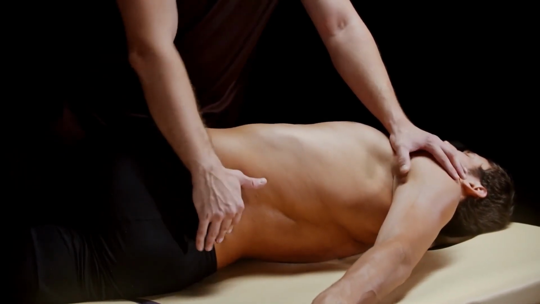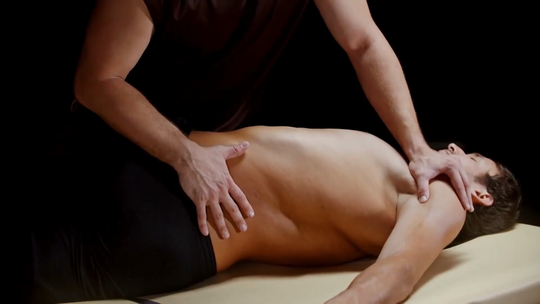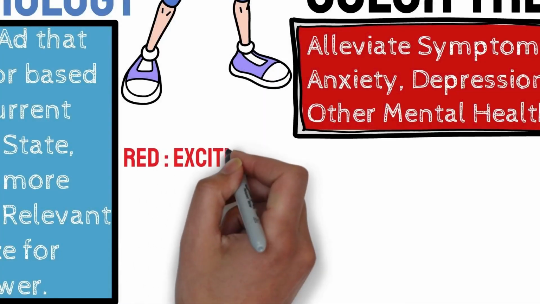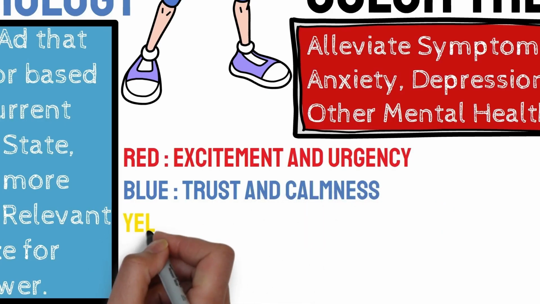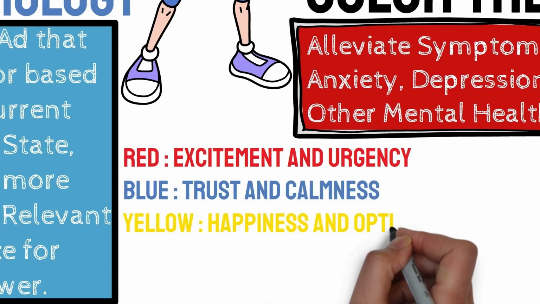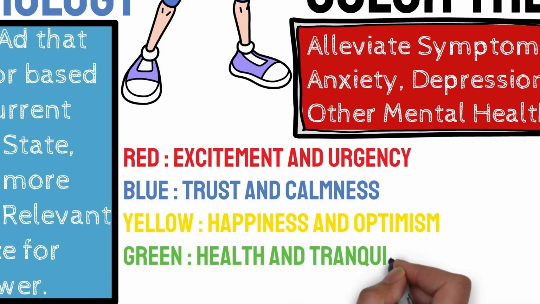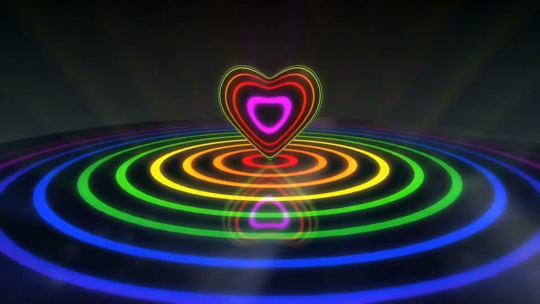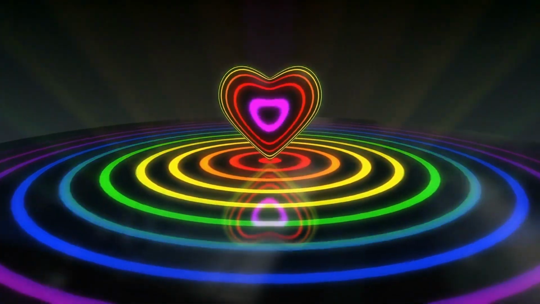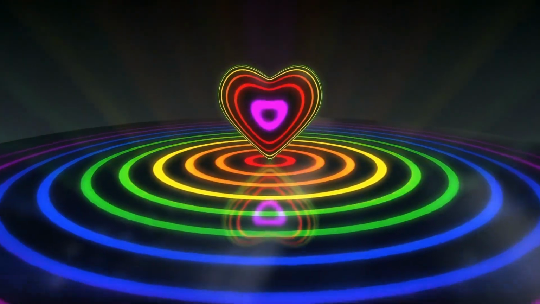As you move forward, remember the core principles we've covered in this course: red for excitement and urgency, blue for trust and calmness, yellow for happiness and optimism, green for health and tranquility, black for sophistication and luxury. These are just a few examples, but they highlight the profound influence that color can have on our perceptions and actions. Keep these concepts in mind as you design, create, and innovate in your respective fields.